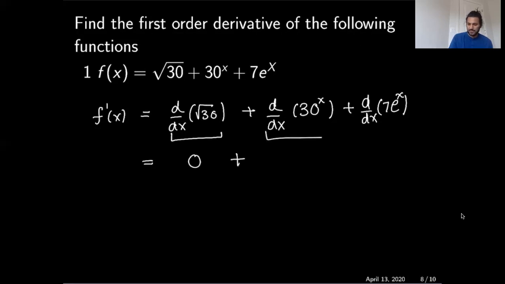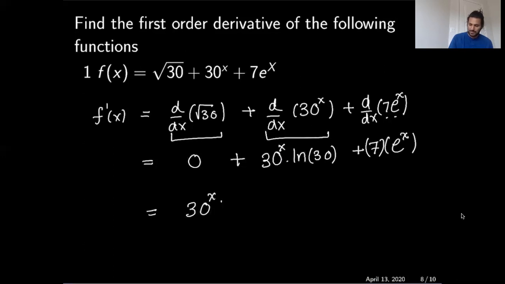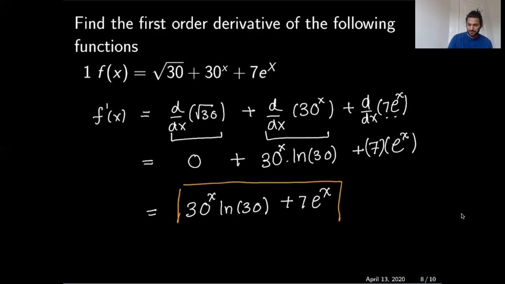Here, you can see this is the exponential function rule: for 30 to the power x, the derivative is the original function times the natural log of 30. And here, 7 times e to the power x, 7 stays outside of the differentiation, and the derivative of e to the power x is e to the power x. So if I write this down, this will be 30 to the power x natural log of 30, plus 7e to the power x. That's your final answer for this problem.